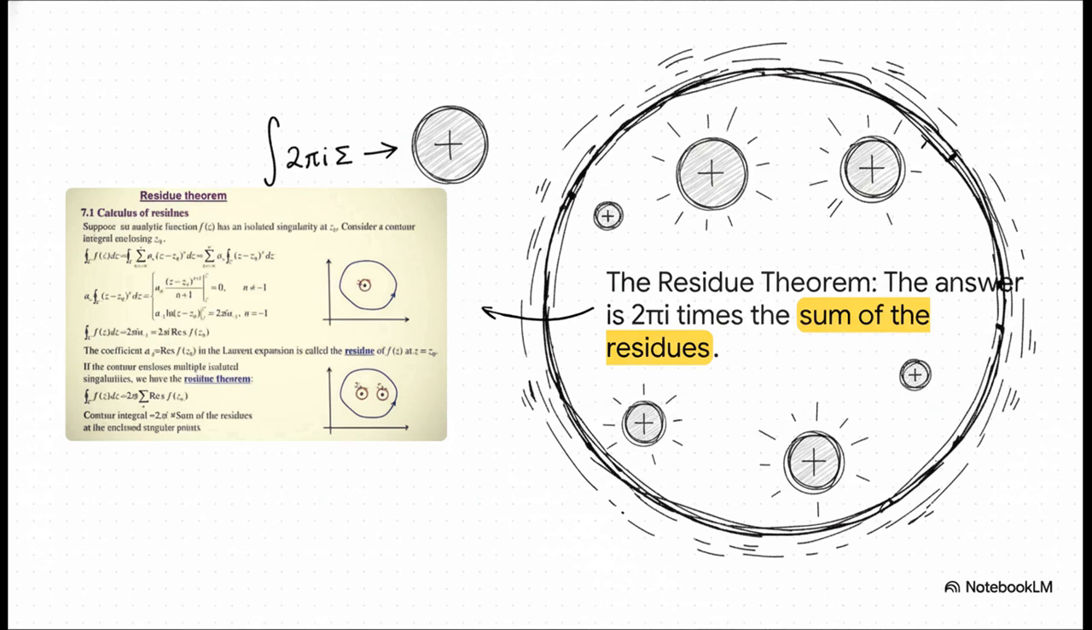The residue theorem says that the value of that entire complicated integral around the loop is just 2πi times the sum of the power levels of all the singularities you found inside. That's it. It takes this huge abstract problem and boils it down to a simple process. Find the points, calculate the residues, and add them up.